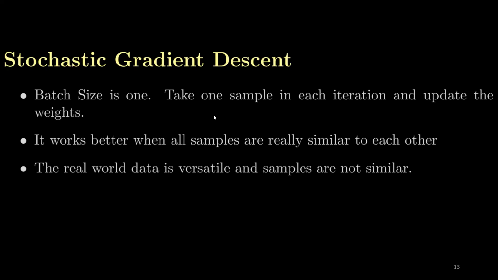So this is a disadvantage if we pass one sample at a time. The word stochastic means random. The word stochastic comes with gradient descent due to random selection of one sample.